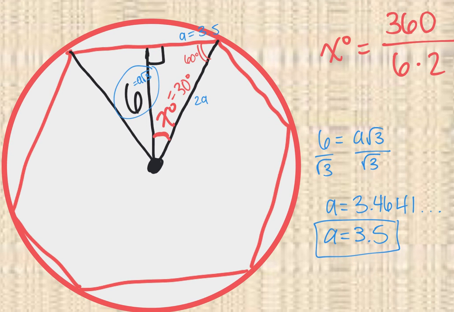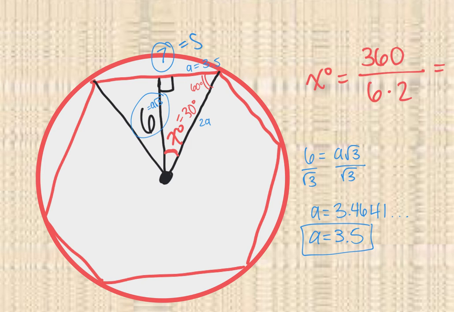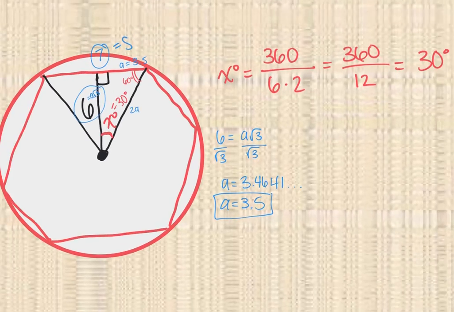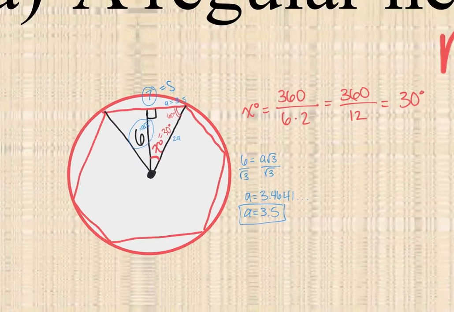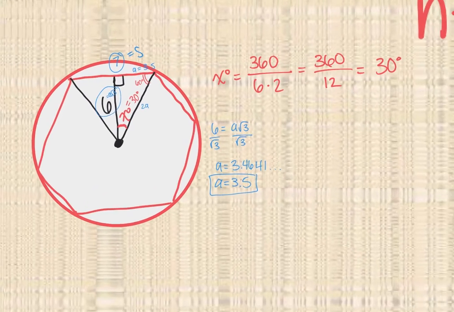That is not the length of the entire side, though. What do we have to do with that value? Jaden? Multiply it by 2, because there's 2 pieces to this side. So we multiply that by 2, we're going to get 7. So our side length is 7. Okay? Now, if the side length is 7, let's go ahead and find our perimeter of the figure.